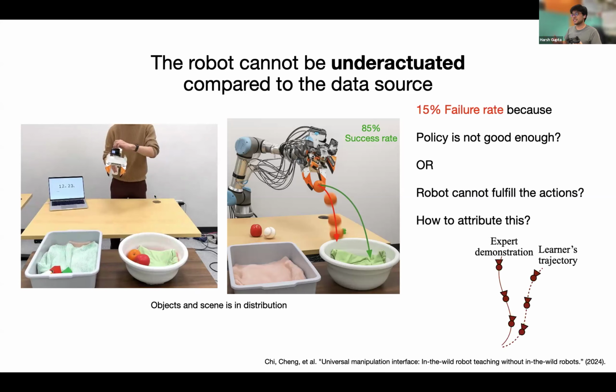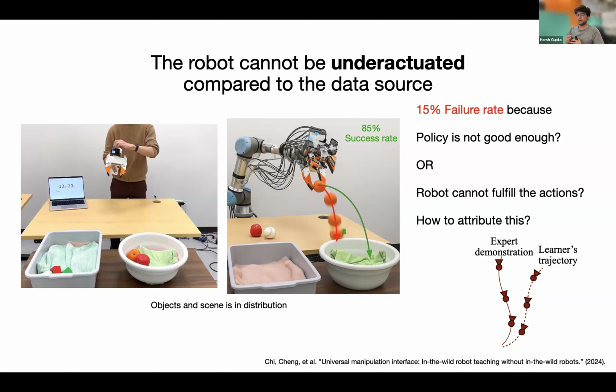Yes, this policy does have an 85% success rate, but is the 15% failure rate because the policy is not good enough, or because the robot cannot fulfill the actions? And there's no real way to attribute this correctly at this time.